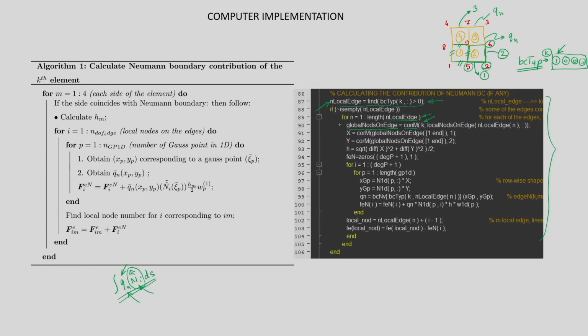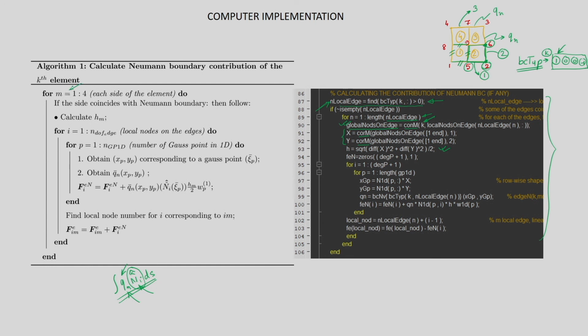Once we have identified the global nodes, we get the corresponding coordinates from the coordinate matrix that we already have stored. Then from the coordinates of these two nodes, say 2 and 6, we know the node point coordinates. So we calculate the length of the side, because that is what is required while calculating the contribution numerically. Let us look into this piece of algorithm to understand that numerical integration part.